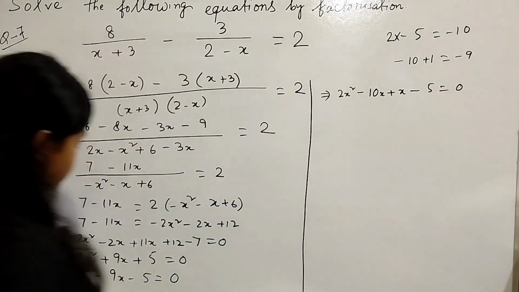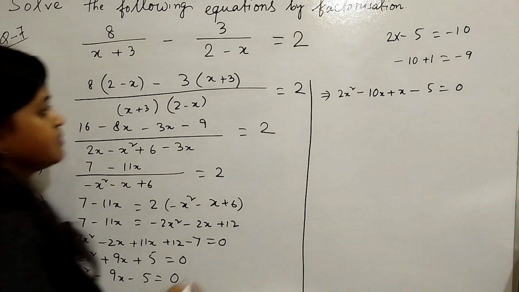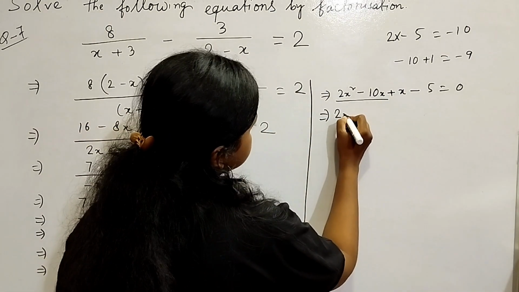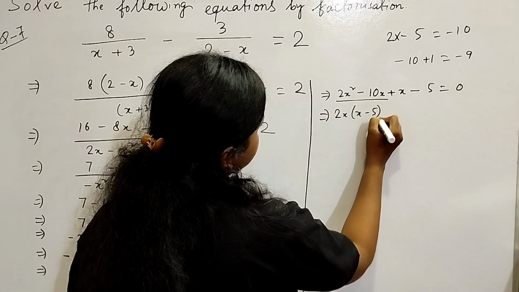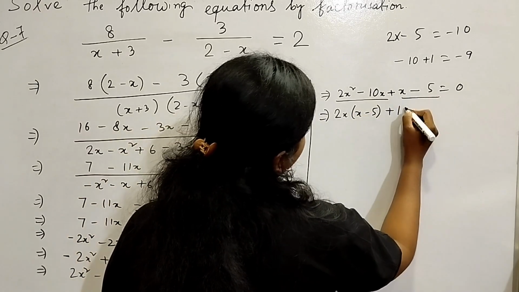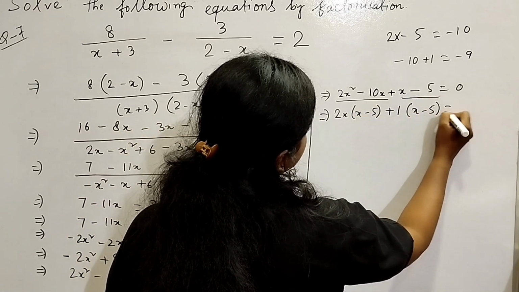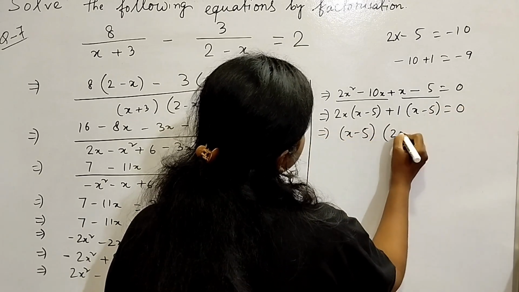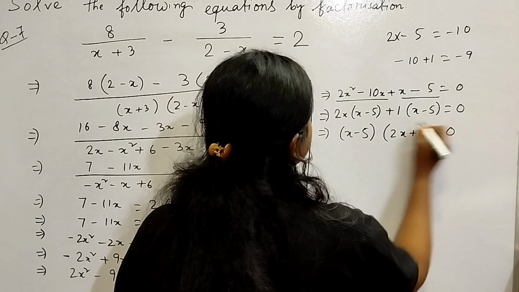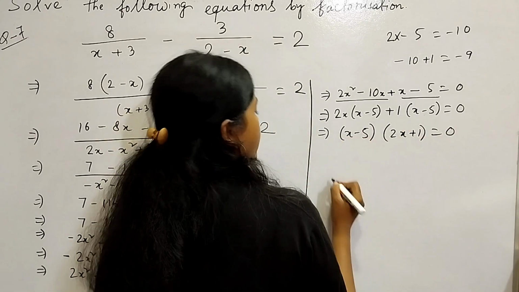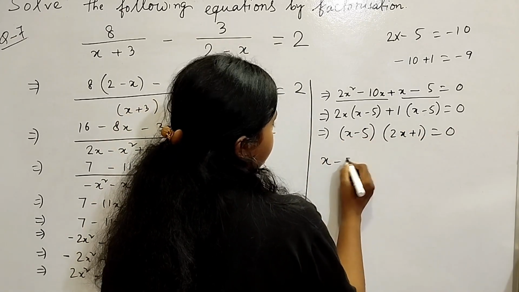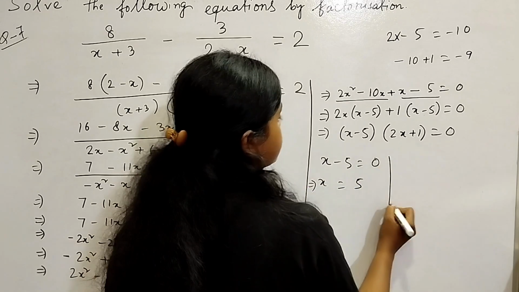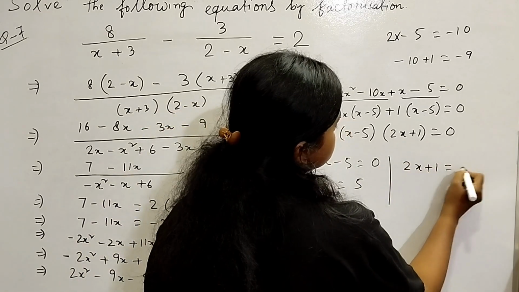Minus 10x plus x becomes minus 9x. So take common. 2x is common, so x minus 5 is there, and in this case 1 is common, and x minus 5 equals 0. So x minus 5 is common and 2x plus 1 equals 0, and we got two factors: x minus 5 equals 0 and another is 2x plus 1 equals 0.